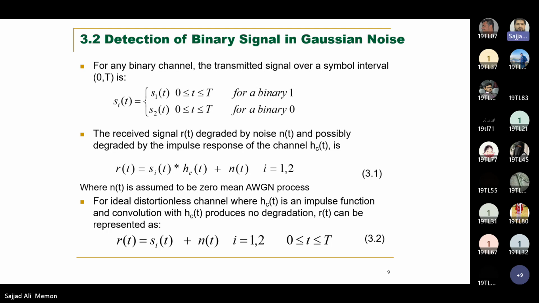The received signal R of t is degraded by noise N of t and possibly degraded by the impulse response of the channel. So the received signal can be given by equation 3.1, where the transmitted signal is convolved with the impulse response of the channel plus noise N of t, and this can be S1 of t or S2 of t, where N of t is assumed to be a zero mean AWGN process. We already mentioned that. And for an ideal distortionless channel, where hc of t is an impulse function and communication produces no degradation, R of t can be represented as Si of t plus N of t, for i equal to 1, 2, and 0 to T.